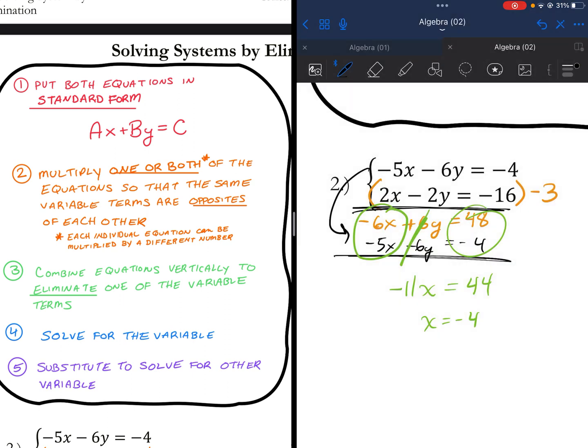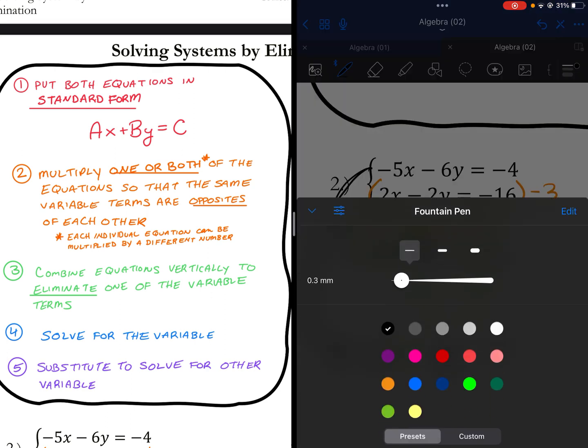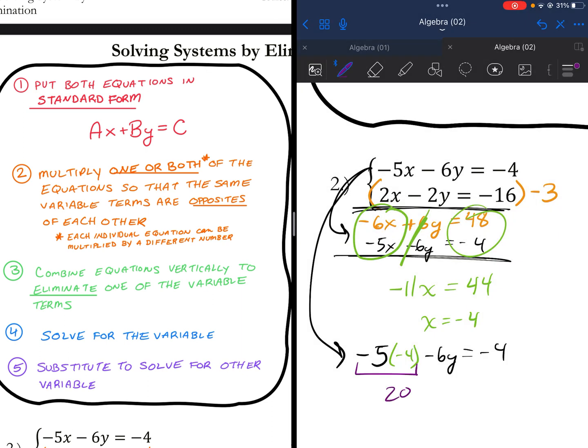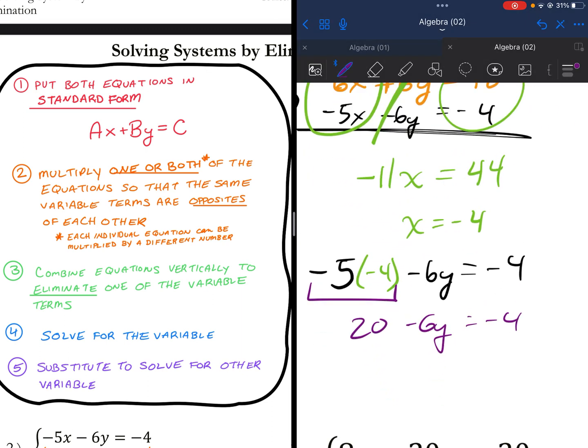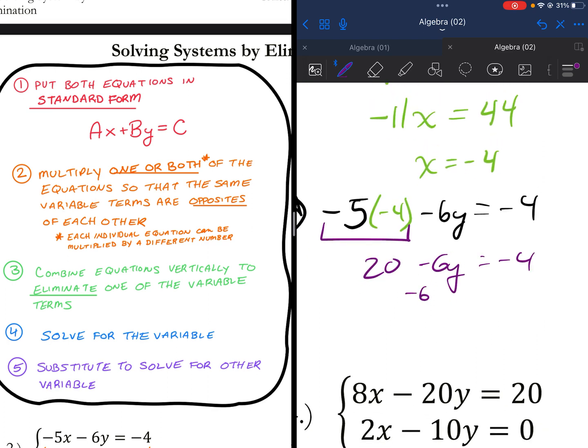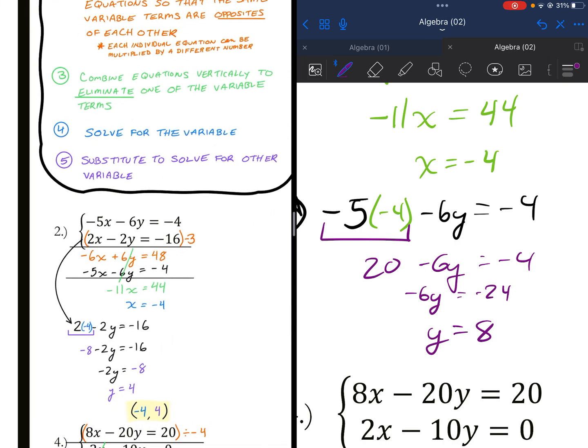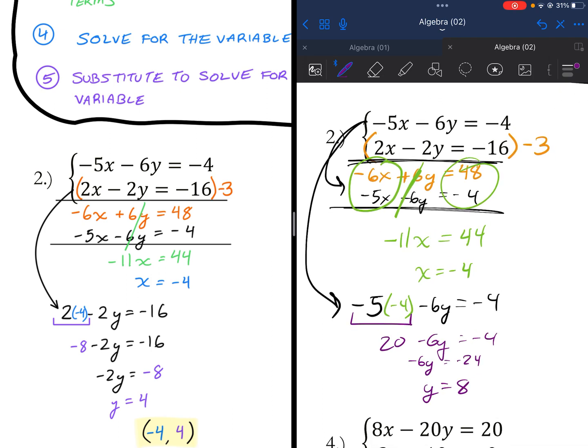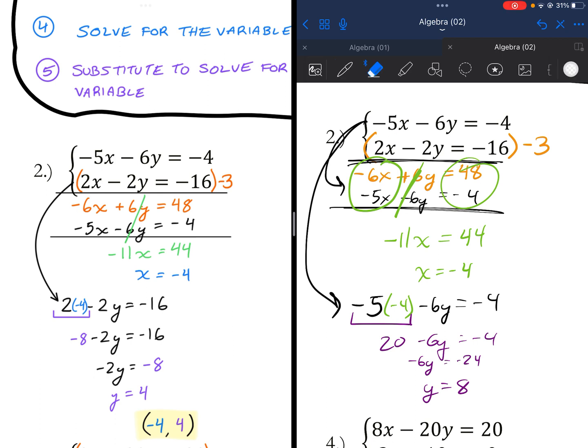I'm going to go to step 5. I'm going to take one of these equations. It does not matter which one. I'm going to substitute -4 in for the x, just as we've practiced before, so that I'm left with a y variable. And now I can solve it for y, right? So that I get 20, I subtract 20, I get -6y equals -24. Y equals a positive 8. So when I get my answer, here you go. As you notice, you have to multiply by -3 so that when you do this, you're going to get a -4. Oops, I made a mistake here. This should be 4. So you have options here to get x as -4 and y as 4 as well.